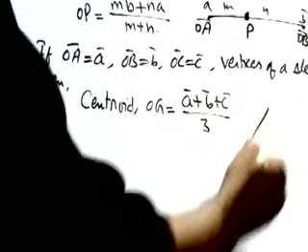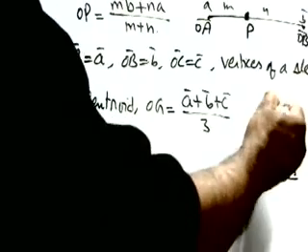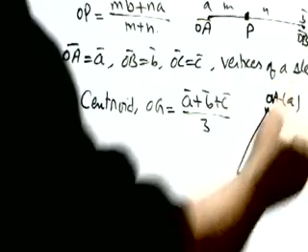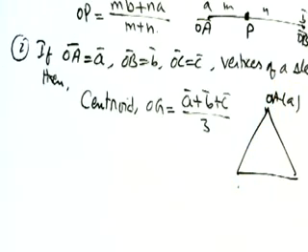In the same way, if we have a triangle with vertices A, B, C, where OA is represented by a, and in the same way OB and OC, then the centroid is given by vector a plus vector b plus vector c, divided by 3.